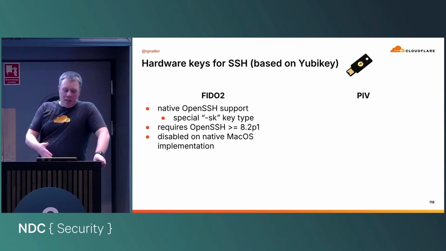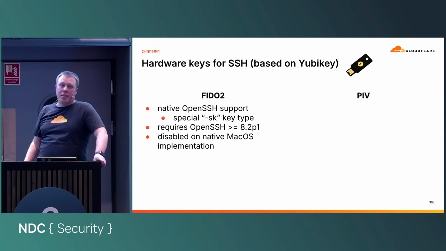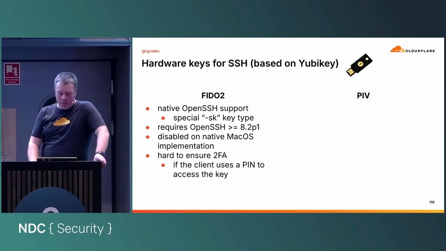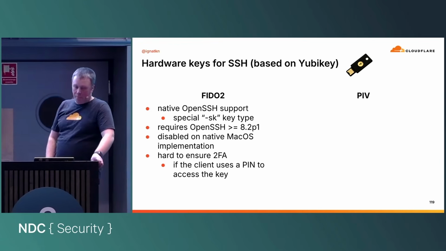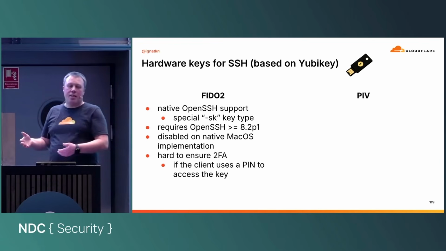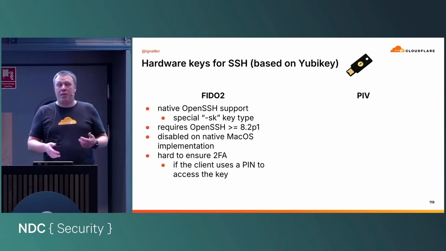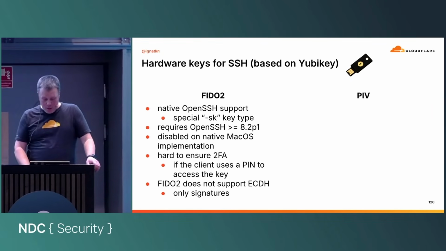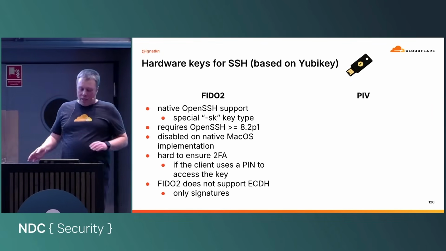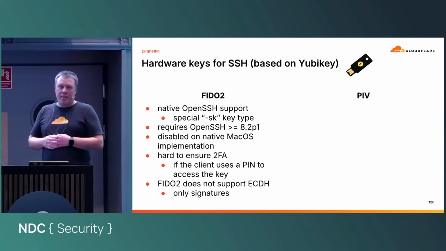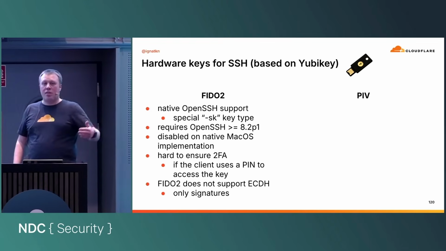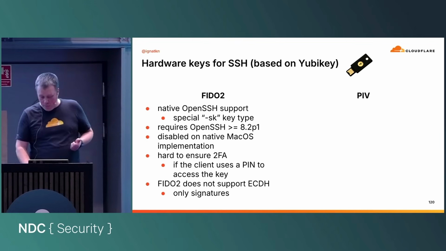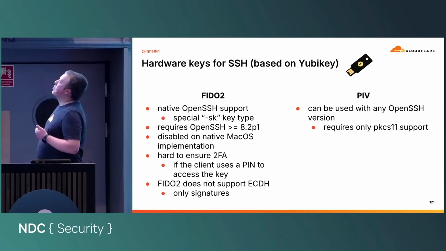The problem is for the client. If you're on macOS as a client, this support is disabled in the native macOS implementation, so you have to install your own SSH from brew or something like that. And it's very hard to ensure proper 2FA. You cannot tell from the key itself if the client uses a PIN to protect the key or not. And the problem for our use case is FIDO2 does not support ECDH for the key, only SSH signatures, specifically for the SSH protocol.